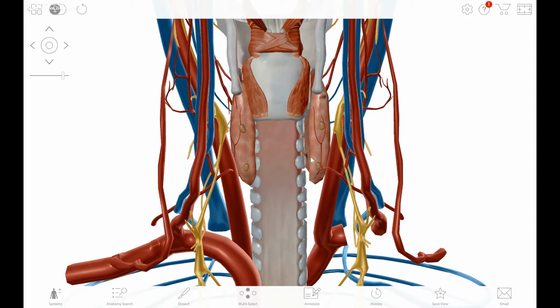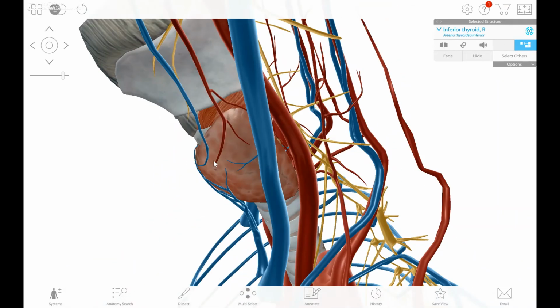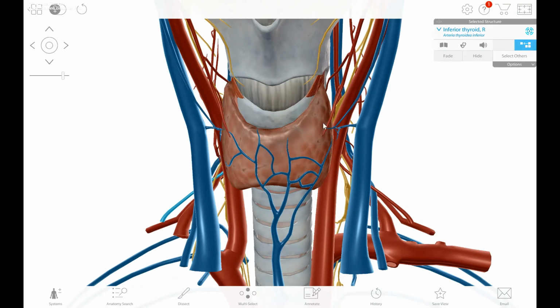Like the thyroid gland, the parathyroid gland is also innervated by branches of the cervical sympathetic ganglia, particularly the middle and inferior cervical ganglia. The inferior thyroid artery supplies blood to the parathyroid glands, as well as the posterior side of the thyroid. The parathyroid veins then drain into the thyroid plexus of veins.